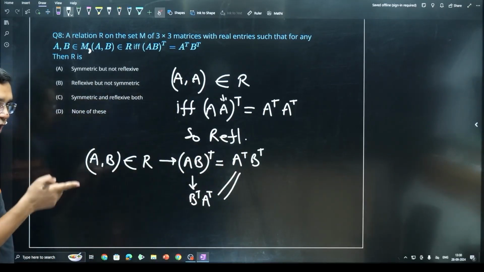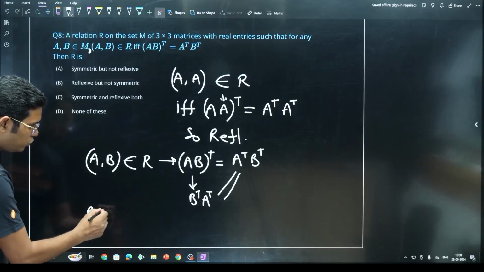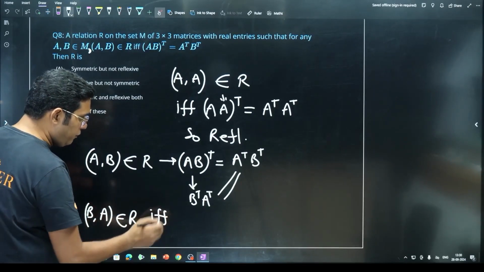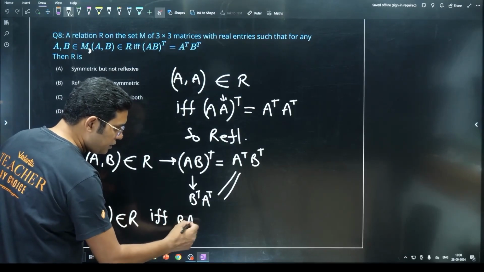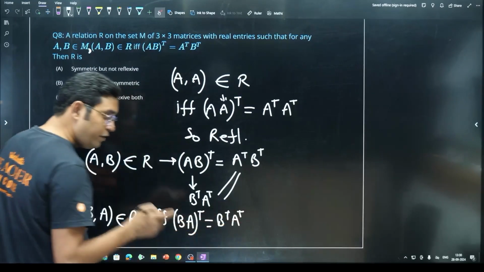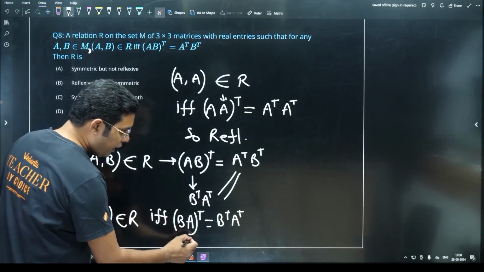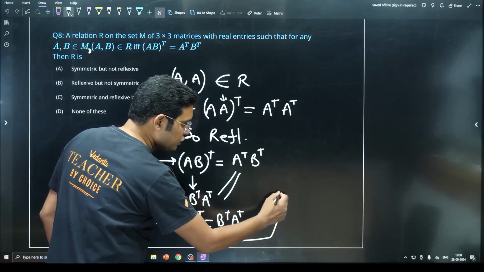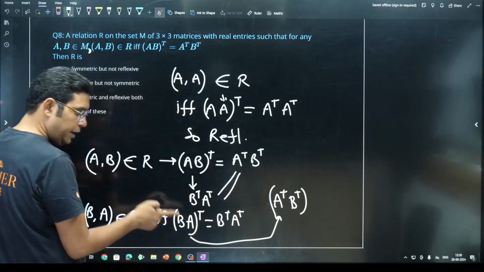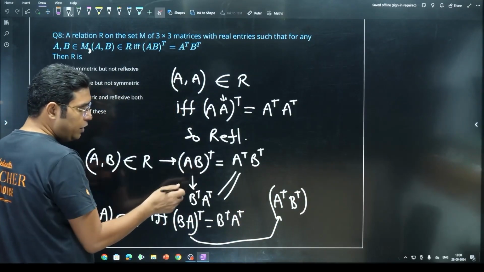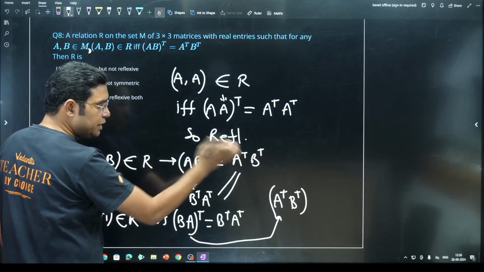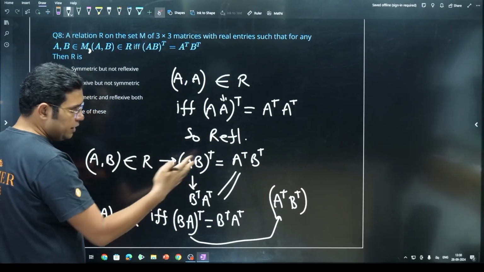Now to check whether BA also belongs to R or not, I think we need to have (BA) transpose equal to B transpose A transpose. That is what we need. But from the property, I think it is first A transpose into B transpose, that ordered reversal property. But we have already seen this, that if AB belongs to R, then this A transpose B transpose or B transpose A transpose, they both are same.